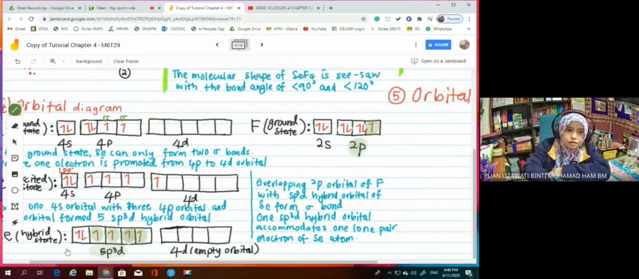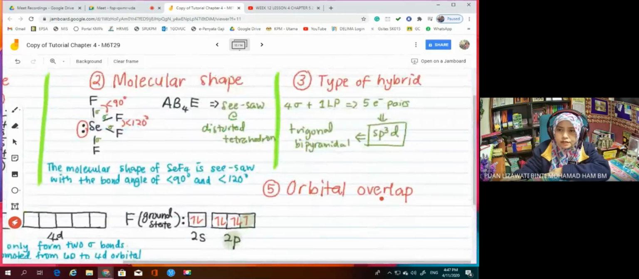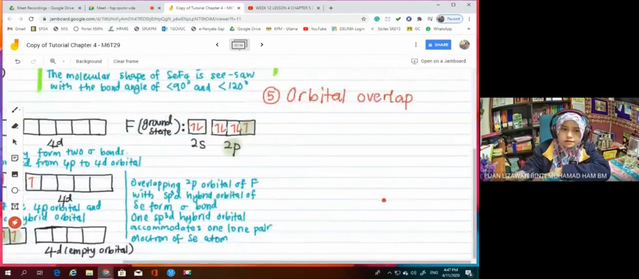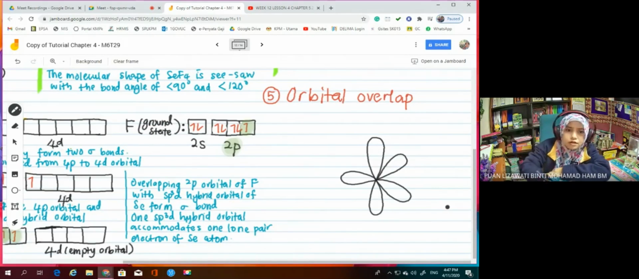Now for one more hybrid orbital of sp3d, you have to explain that it accommodates the lone pair. Here is the sample explanation: one sp3d hybrid orbital accommodates one lone pair of electrons of the Se atom. Okay, now we want to draw the orbital overlap. You can use the molecular shape as the reference. The shape for sp3d is trigonal bipyramidal. So draw the sp3d hybrid orbital first, overlapping with the 2p orbital of F.